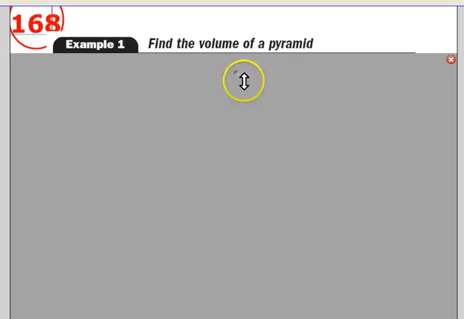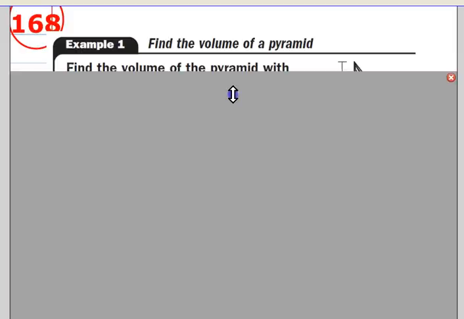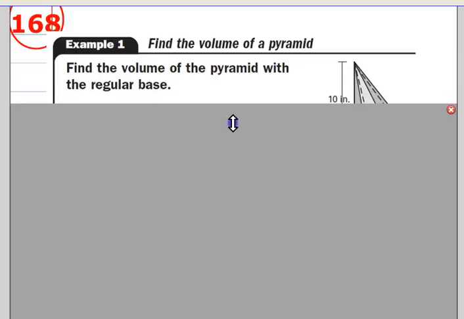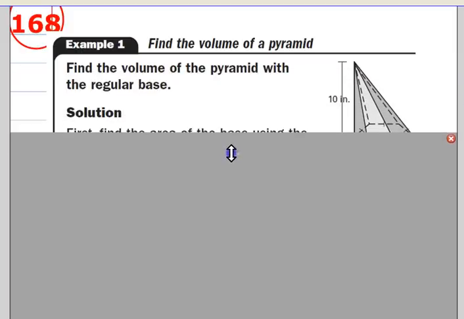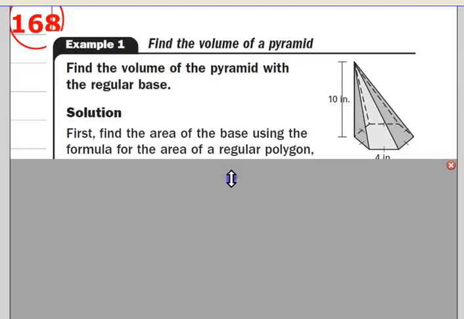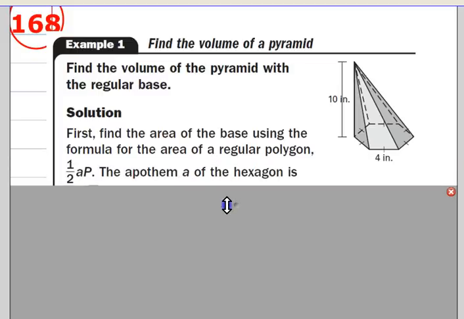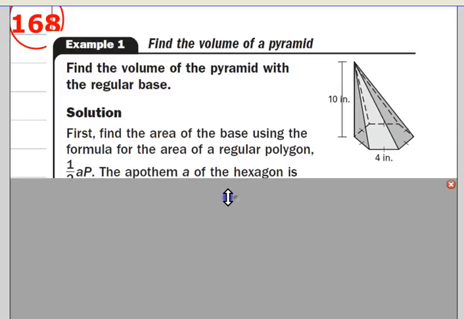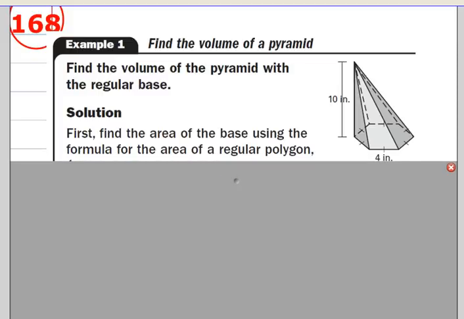Okay, so let's find over here on page 168 an example. Find the volume of the pyramid. Now we're dealing with a pyramid with a regular base, so that will help us out. In order to find the volume of the pyramid, we need to figure out first the area of the base, just like what we did in the previous example. But in this case, we don't have a base that we have a general formula for, but they did tell us it's a regular base.